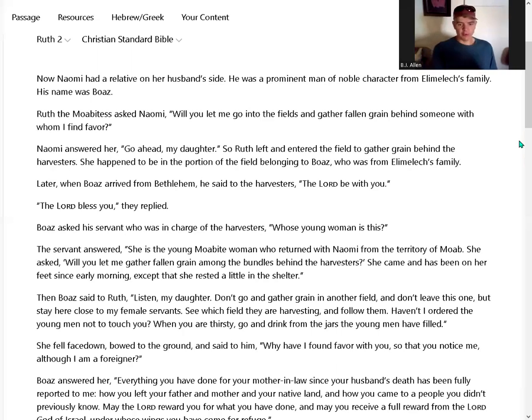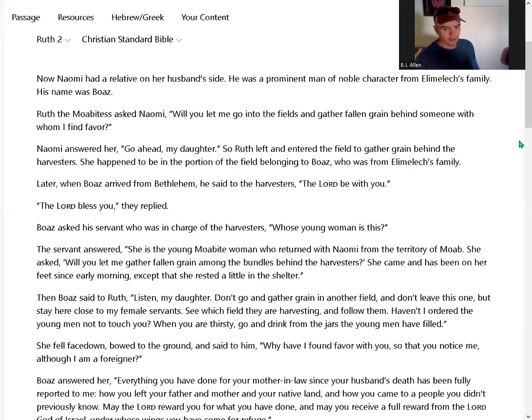Boaz asked his servant who was in charge of the harvesters, "Whose young woman is this?" The servant answered, "She is the young Moabite woman who returned with Naomi from the territory of Moab. She asked, 'Will you let me go gather fallen grain among the bundles behind the harvesters?' She came and has been on her feet since early morning, except that she rested a little in the shelter."